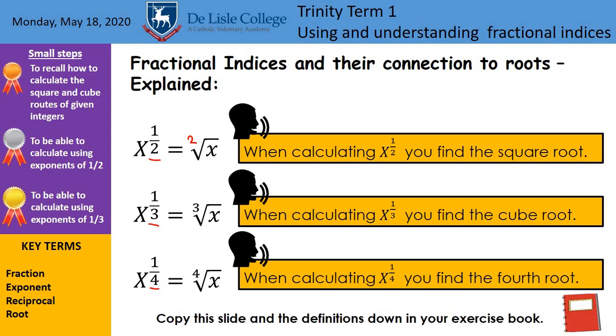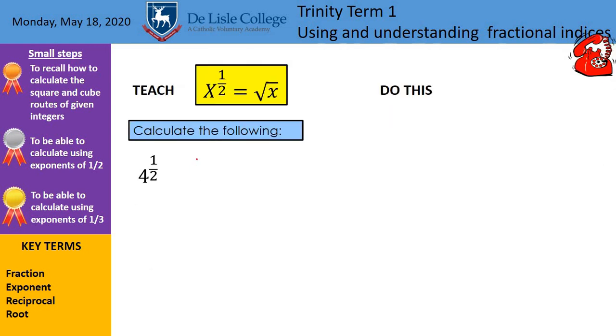Right, good. So we'll go through an example. So here we're looking at trying to find the value of a number to the power of a half, and we know from the previous slide that when it's a power of a half, all you have to find is the square root. And the square root of 4 is 2, and we know that's true because 2 times 2 is 4. 2 squared is 4, okay? So 4 to the power of a half is 2.